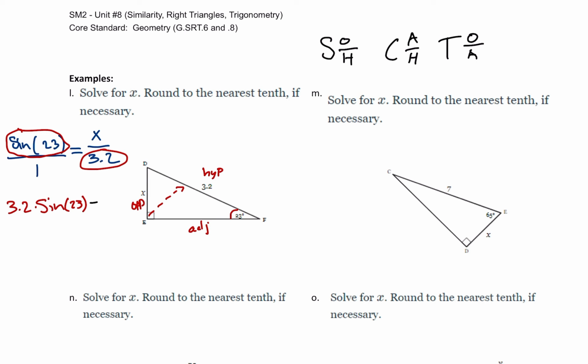That's going to be equal to x times 1, which is just x. Okay, and now I want to make sure that x is all by itself, which in this case, x is by itself. This means I can just put 3.2 times sine of 23 into my calculator, and it'll give me my answer. If I do put that in my calculator, it gives me 1.3 is equal to x when rounded to the nearest tenth.